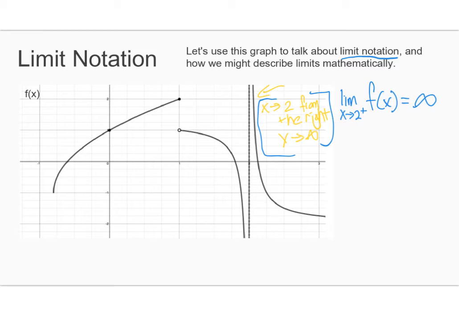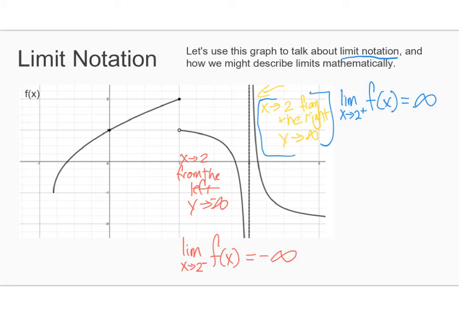And as x gets close to 2 from the right, y gets close to infinity. We could say the same thing on the other side. As x gets real close to 2 from the left, y approaches negative infinity. The limit notation for this would be really similar to what we just had. The limit as x approaches 2 from the left of this function is equal to negative infinity.